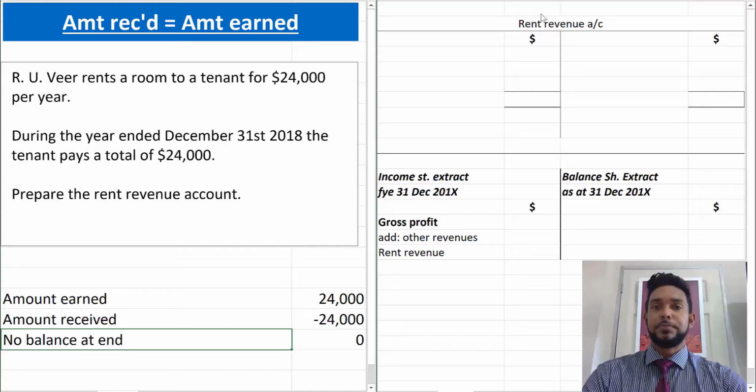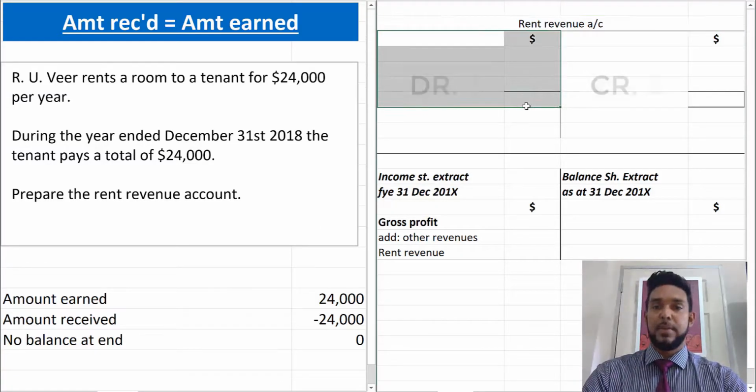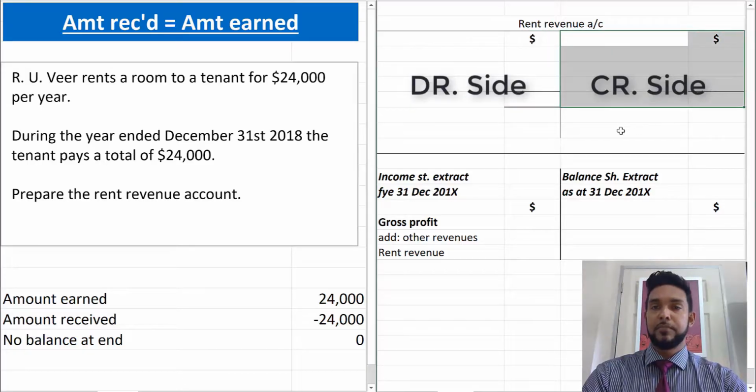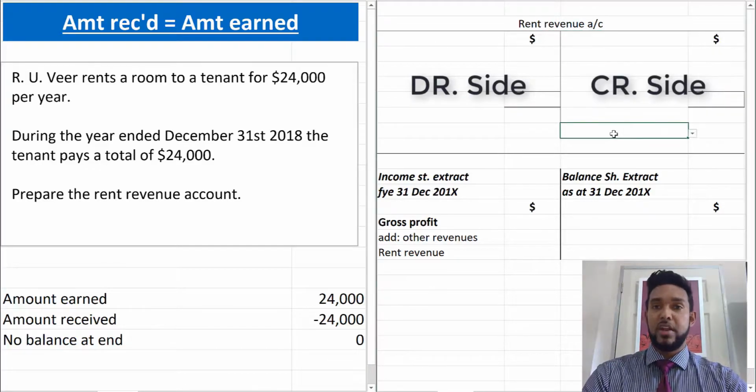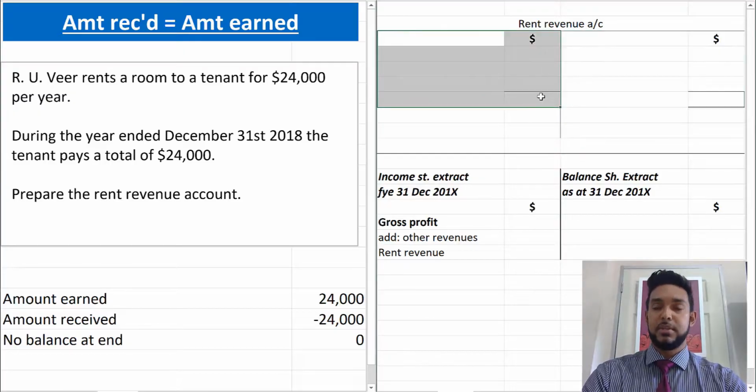All right. Now, rent revenue account. How do we enter this information inside of this account up here? On what side does it go? So we know we have two sides to every account: the debit side and the credit side. Now, what are the double entry rules that revenue accounts follow? Well, credit to increase and debit to decrease.